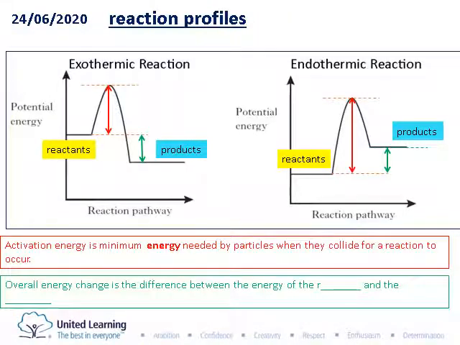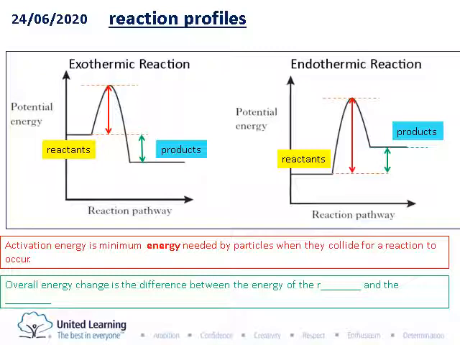So now we can describe and explain why the graphs look like that. We need 2 more components, and we need to be able to explain what those components represent. So I'm going to start with looking at the red arrow. And the red arrow represents something called activation energy.